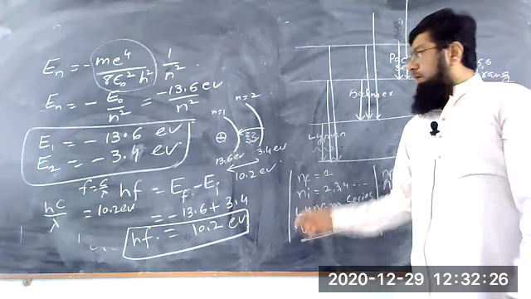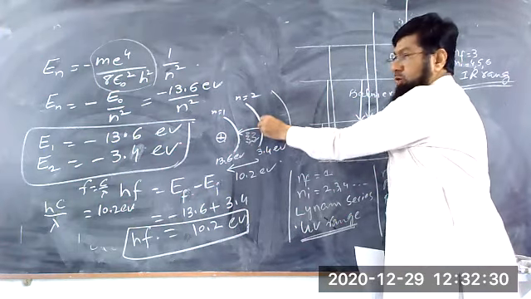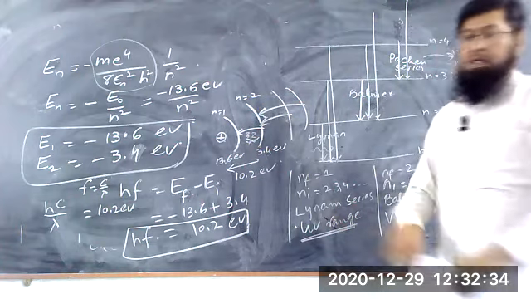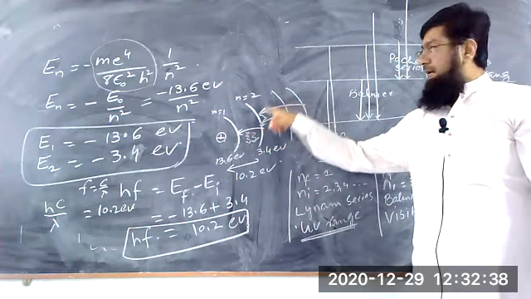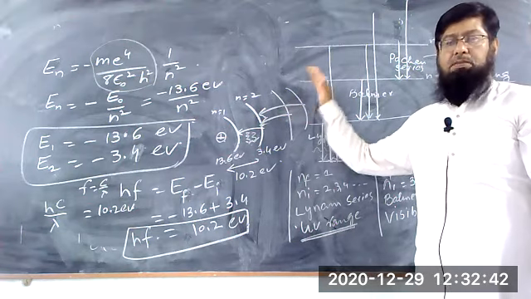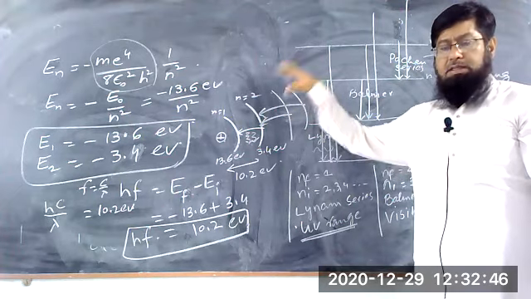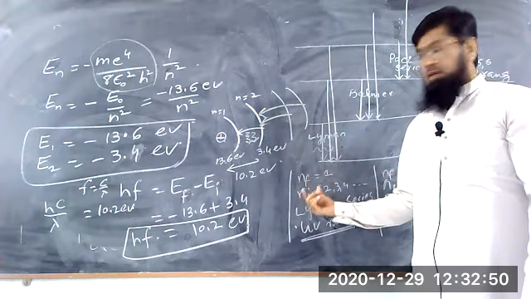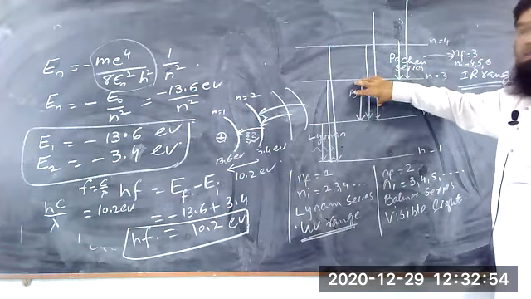Second thing, the electron may be excited into the n equal to 2 level from any of the higher levels. So the final level is n equal to 2, the higher level maybe n equal to 3, maybe n equal to 4, maybe any other higher level. This series lies in the range of visible light, and we call it the Balmer series.